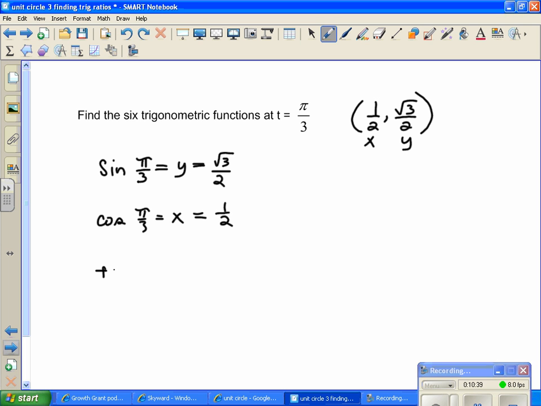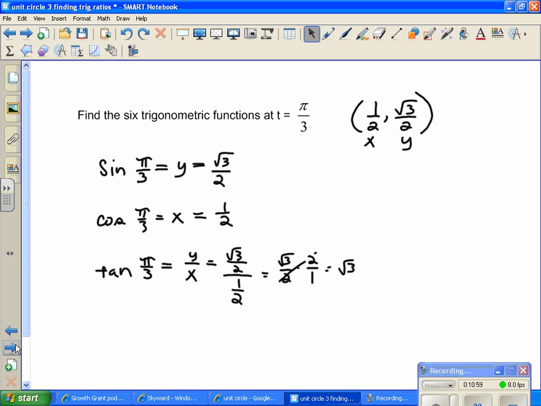The tangent of pi thirds is going to be the y divided by the x, which is equal to the square root of 3 over 2 divided by 1/2. And we really shouldn't leave that complex fraction like that, so let's multiply by the reciprocal. Square root of 3 over 2 times 2 over 1, which makes the square root of 3.